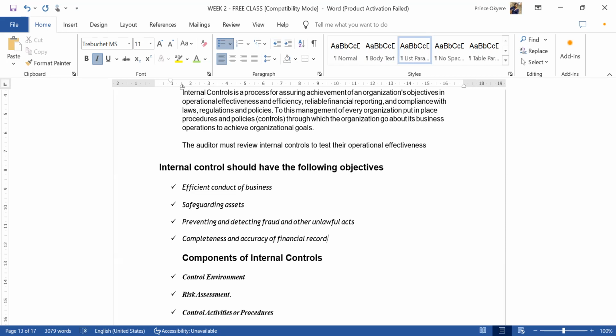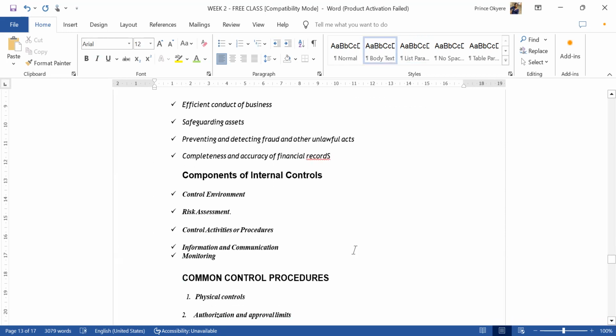What are the components of internal controls? We have 5 components of internal controls. Control environment. The control environment is the tone at the top, the culture of the organization, that shows the kind of controls they should put in place. You are looking at the management style, the culture of the organization, and how the organizational setup is, to help management know the particular controls to put in place.